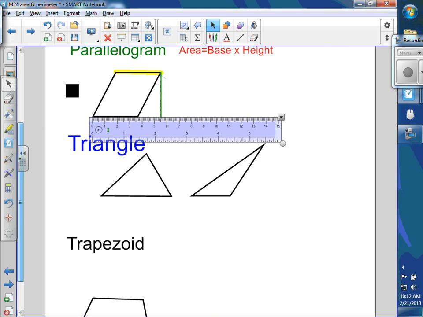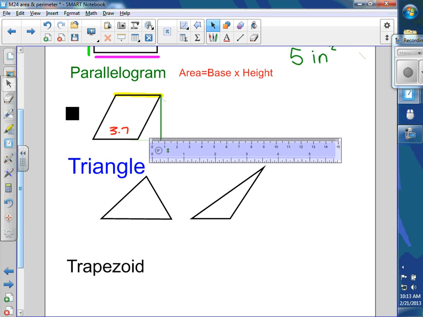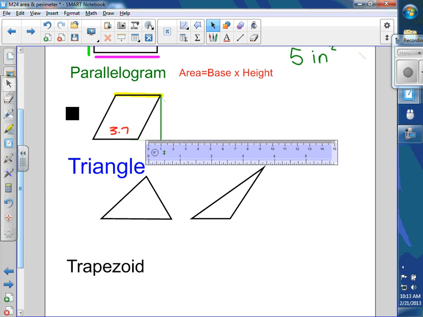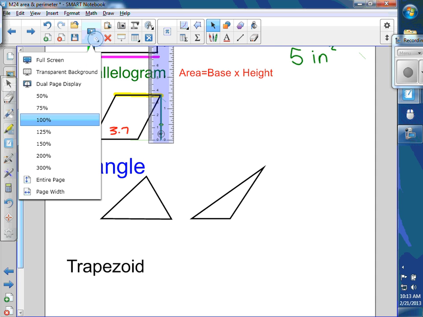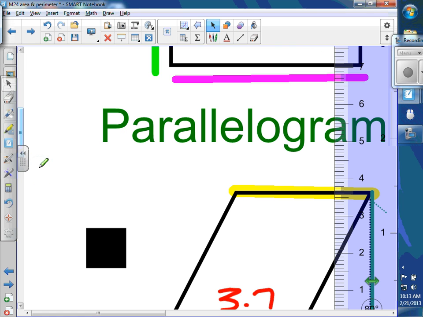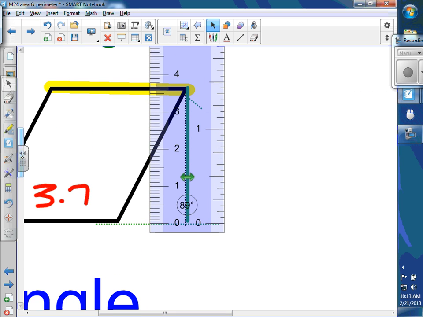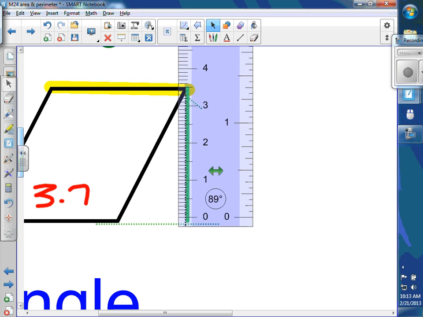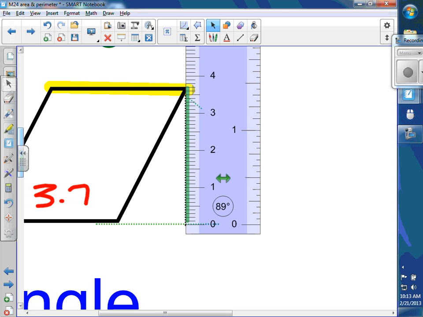So we're going to record the measurement here. And then you have to go to the height, wherever you put your height, rotate your straight edge. And then we need to zoom in again and record, review. Here we go. Find that measurement, same thing, and get the height. So it's about 3.7.